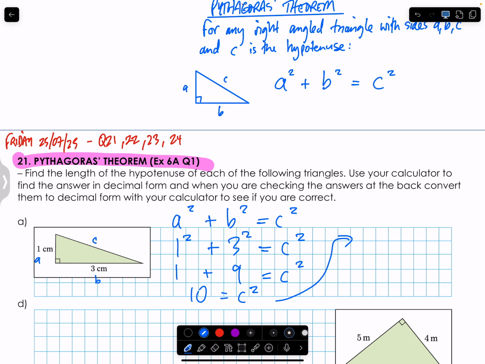All right. 3 squared would be? 9 equals C squared. So 10 is going to equal C squared. Can someone remind me what is the opposite of squaring something? So you would have C is equal to the square root of 10.